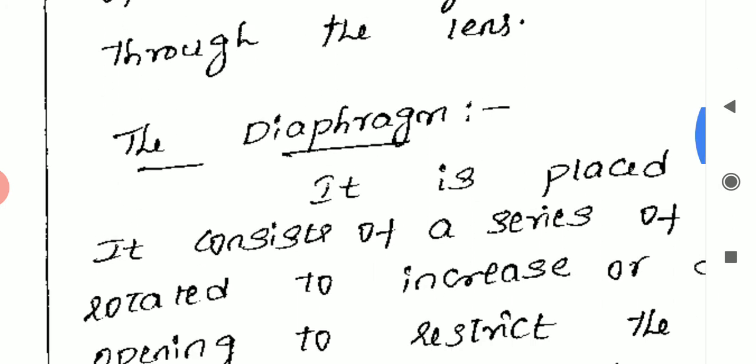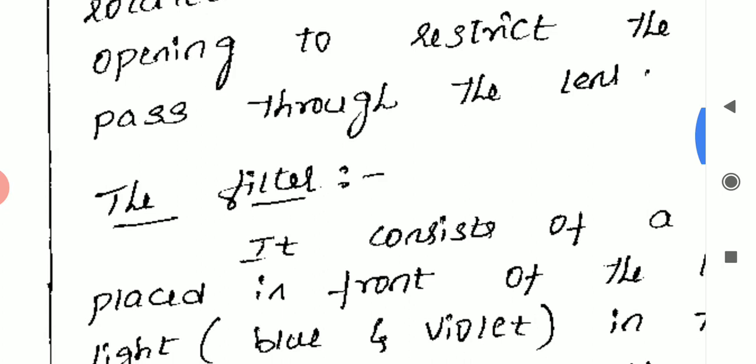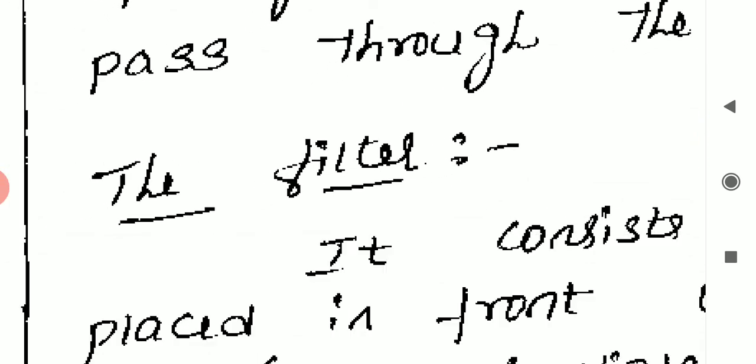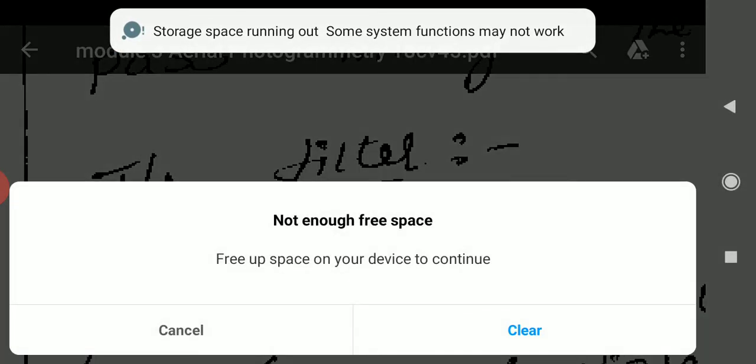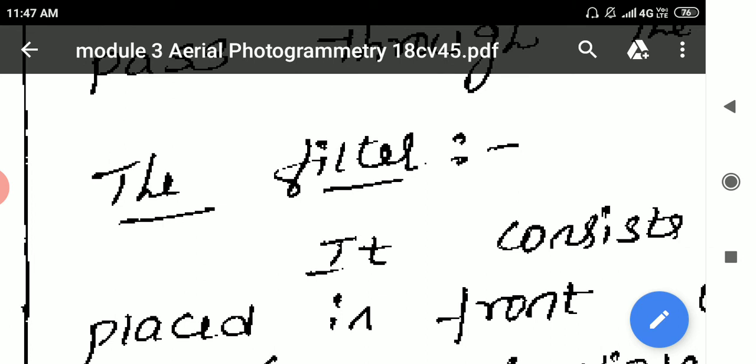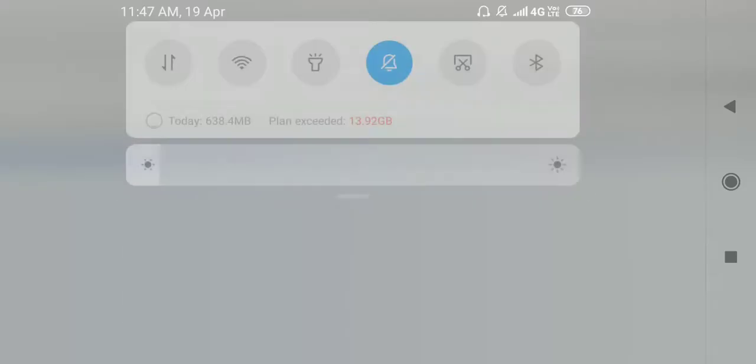Next one is the filter. What will happen in the filter? It consists of a piece of colored glass placed in front of the lens. It filters the stray light in the atmosphere caused by moisture. It also protects the lens from flying particles in the atmosphere.